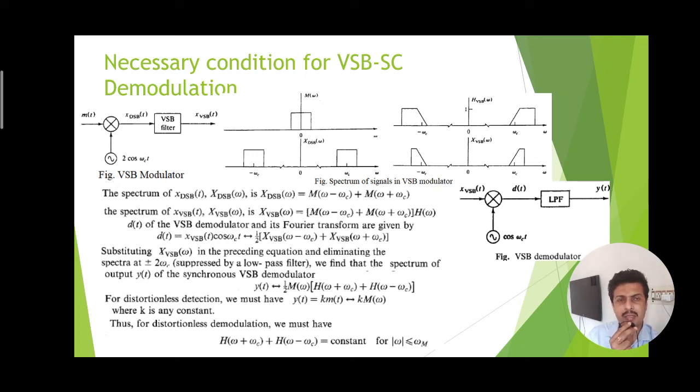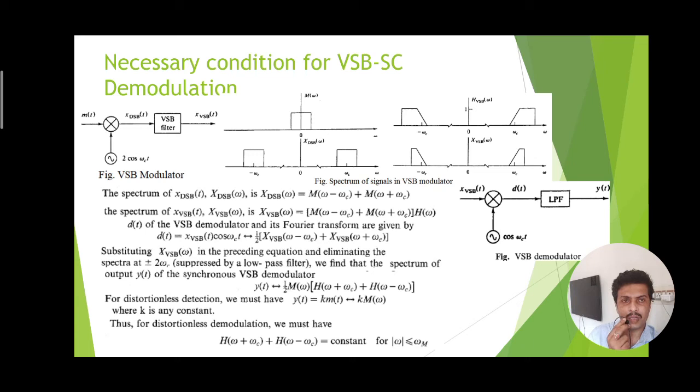Now, if you replace the X_VSB from the modulated spectrum, then eliminate the higher frequency component, that means 2 omega c. If you eliminate, then the final expression, that is the low pass filtered output of the demodulator, is half of M(omega) multiplied by H(omega plus omega c) plus H(omega minus omega c).